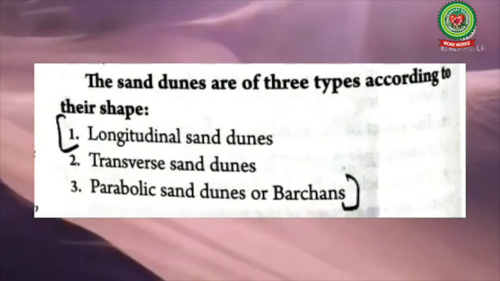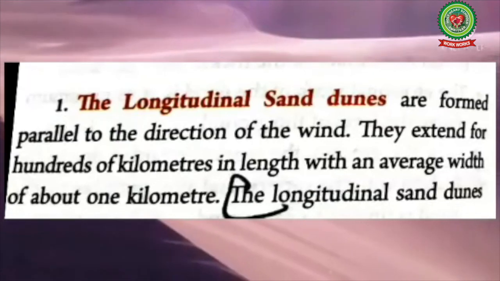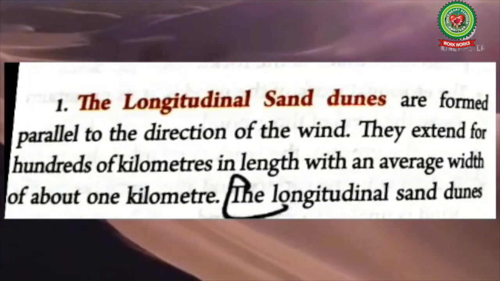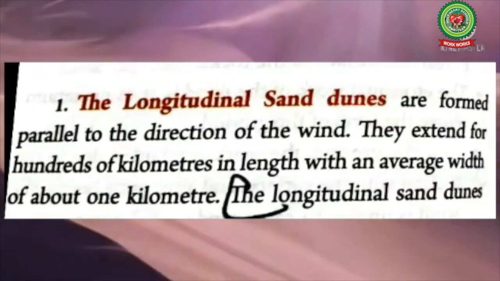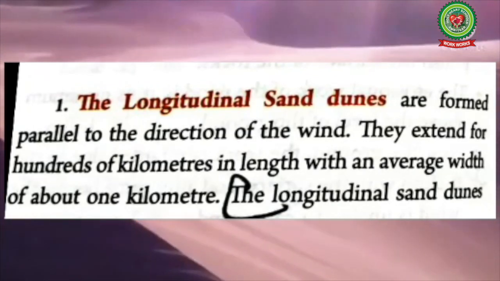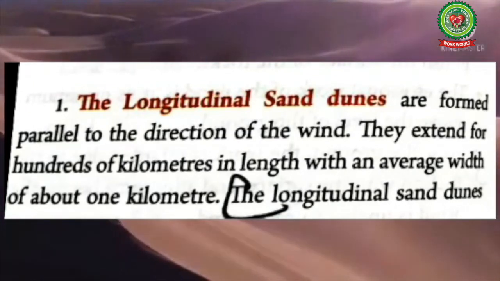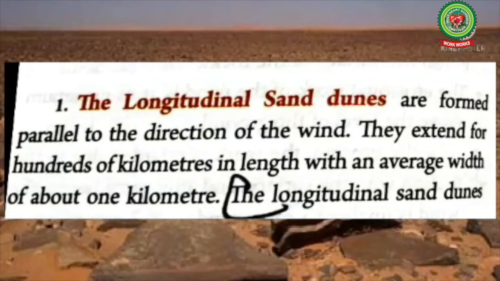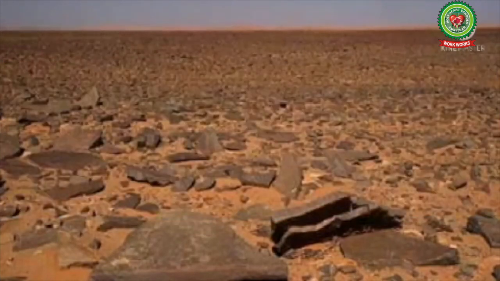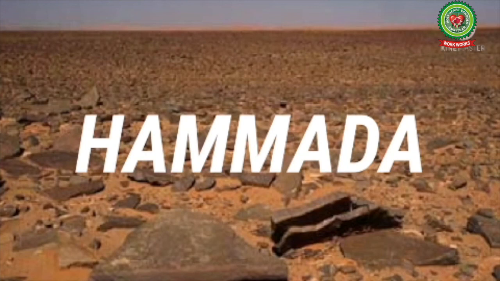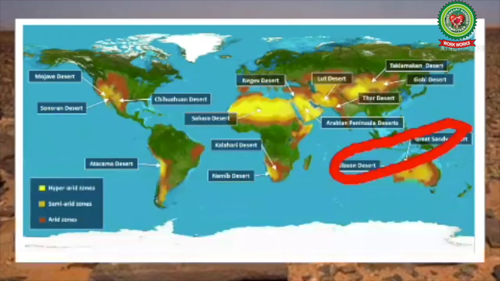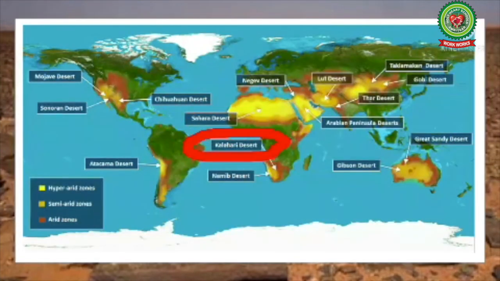The first one we have is the longitudinal sand dunes. They are formed parallel to the direction of wind. They extend for hundreds of kilometers in length with an average width of about 1 kilometer. Longitudinal sand dunes are separated by the sand-free bare surface called hamad. They are found mostly in Australian, Libyan, the Sahara, Kalahari and Thar deserts.